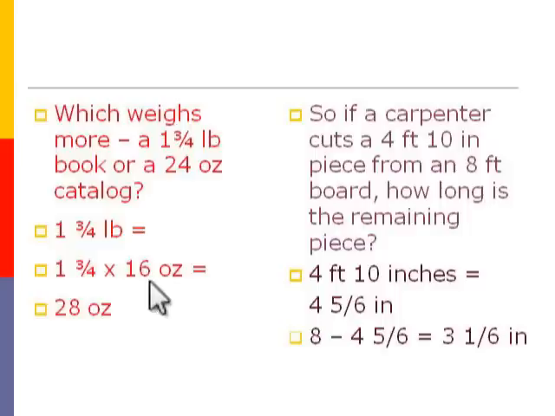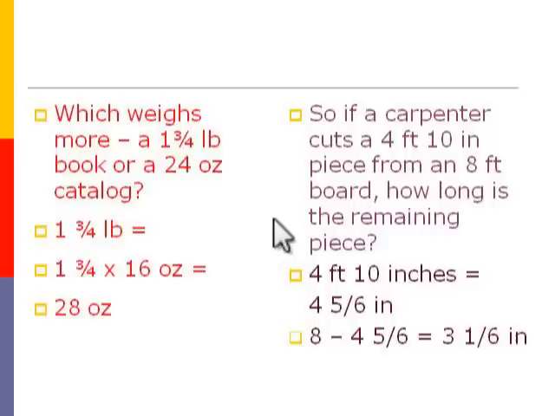Now you're multiplying mixed numbers, so you need to remember how to do that. You need to change this into an improper fraction. Remember, a number without a fraction part is just like putting the 16 over 1. You can cancel wherever possible. Multiply across, rename and reduce. Our answer is 28 ounces. So which one weighs more? The 1 3/4 pound book.